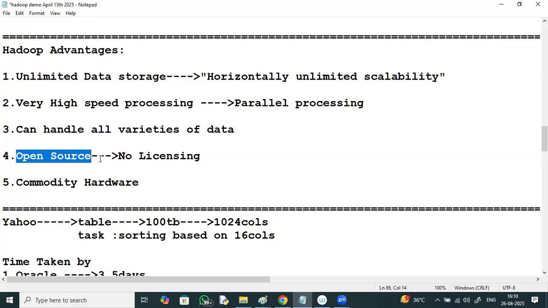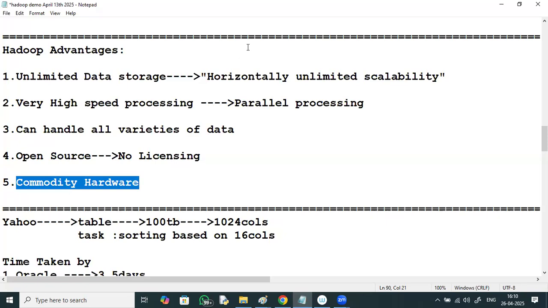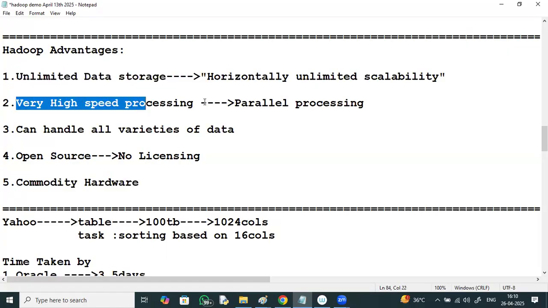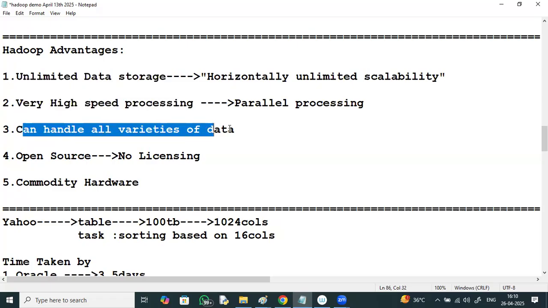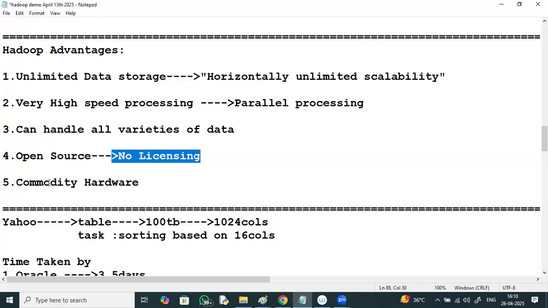It is open source, no licensing required. Most of these Hadoop products are from the Apache website. You can download and install it. Commodity hardware means you don't need highly configured systems. It can run on any systems. So: unlimited data storage, very high speed processing, can handle all varieties of data, open source with no licensing required, and commodity hardware.